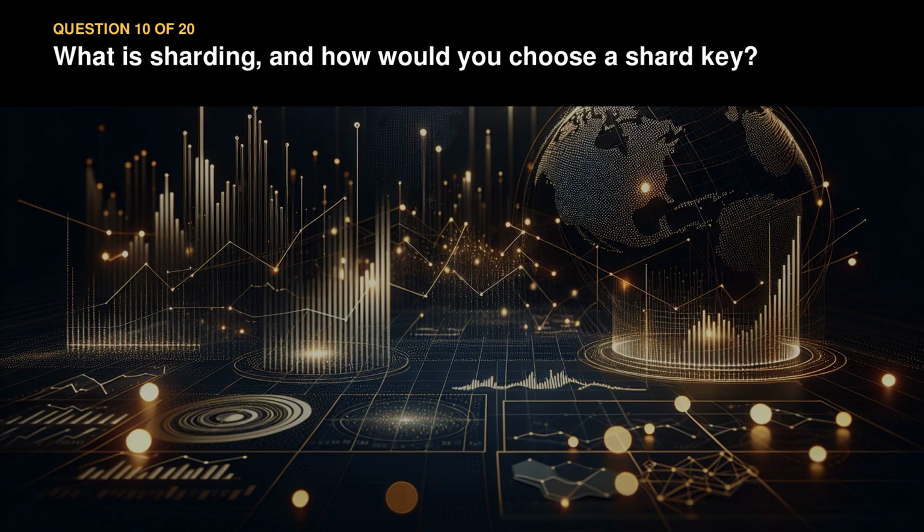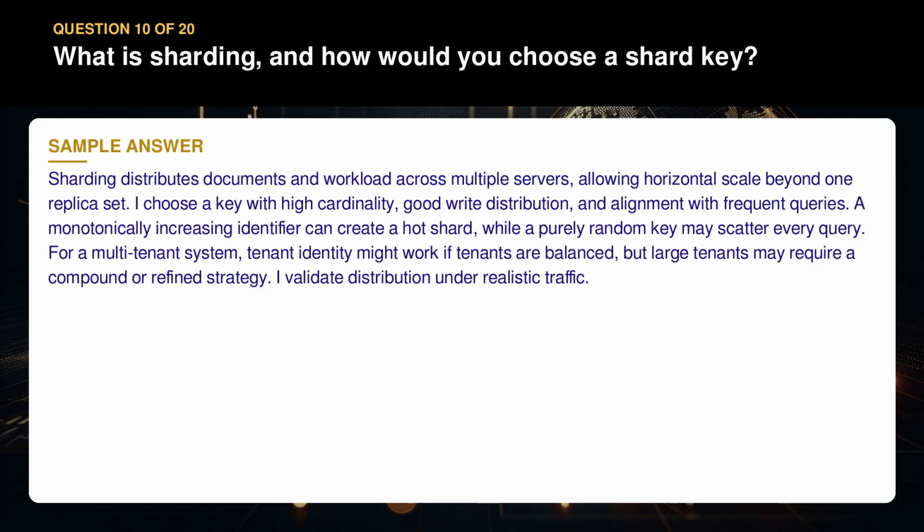Question 10. What is sharding, and how would you choose a shard key? Sharding distributes documents and workload across multiple servers, allowing horizontal scale beyond one replica set. I choose a key with high cardinality, good write distribution, and alignment with frequent queries. A monotonically increasing identifier can create a hot shard, while a purely random key may scatter every query. For a multi-tenant system, tenant identity might work if tenants are balanced, but large tenants may require a compound or refined strategy. I validate distribution under realistic traffic.